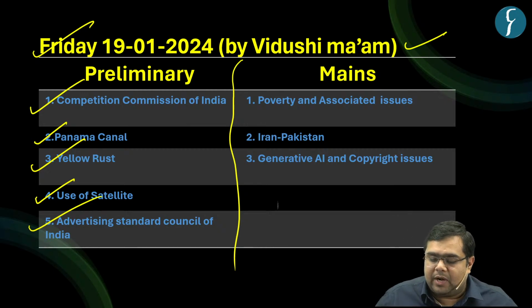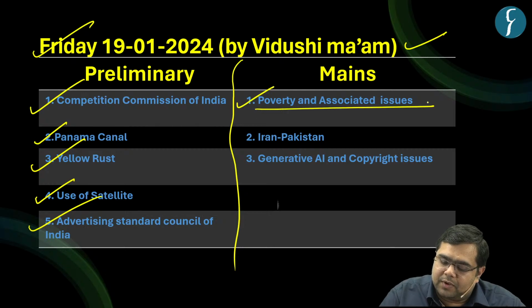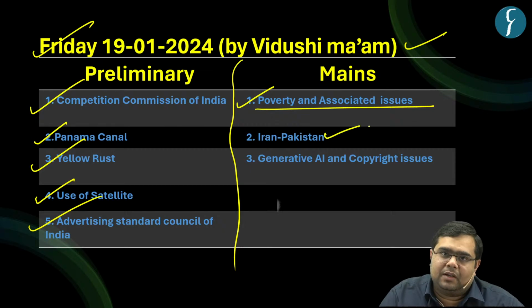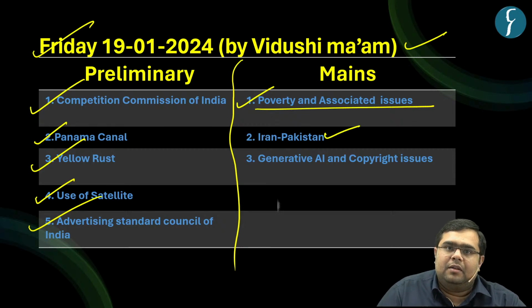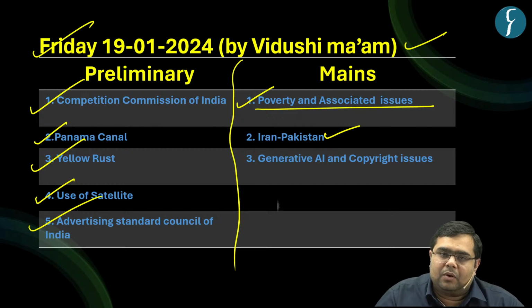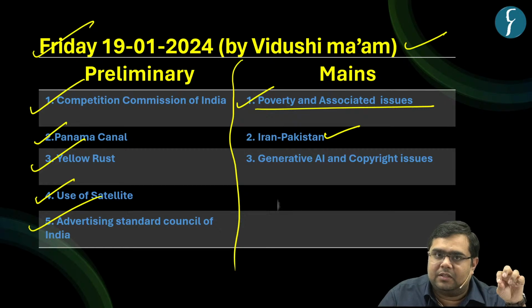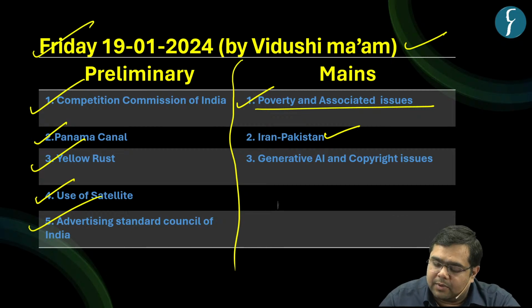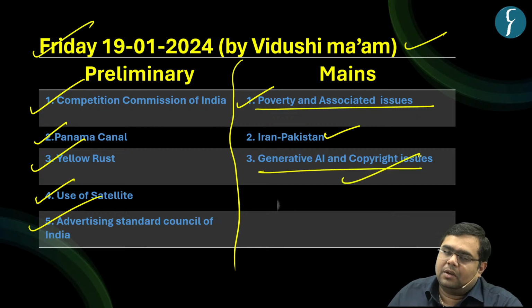From the mains standpoint, we covered 3 important issues. First one being poverty and associated issues. Second one being, since Iran fired certain missiles on Pakistan-administered Balochistan, right, and they targeted certain terror groups and terror infrastructure, this area is again in the news. In this context, we covered the issues and relations of Pakistan and Iran in great detail in that particular video. And then for discussion, we took generative AI and copyright issues emerging in India, right?